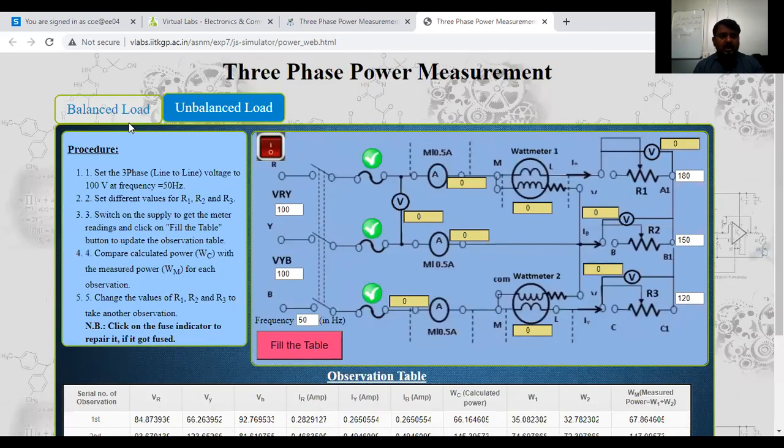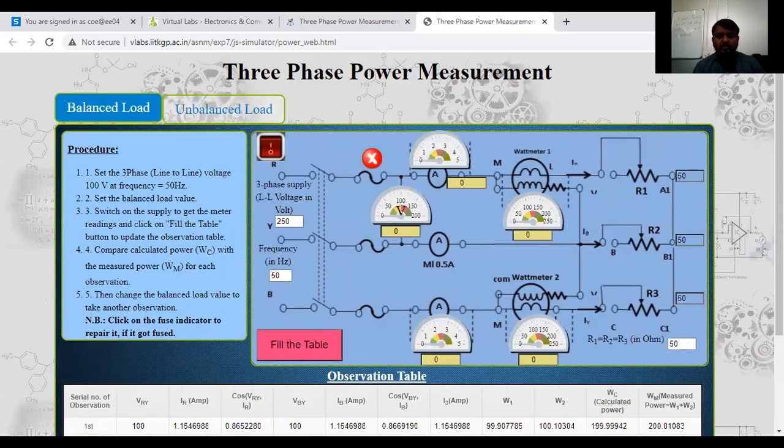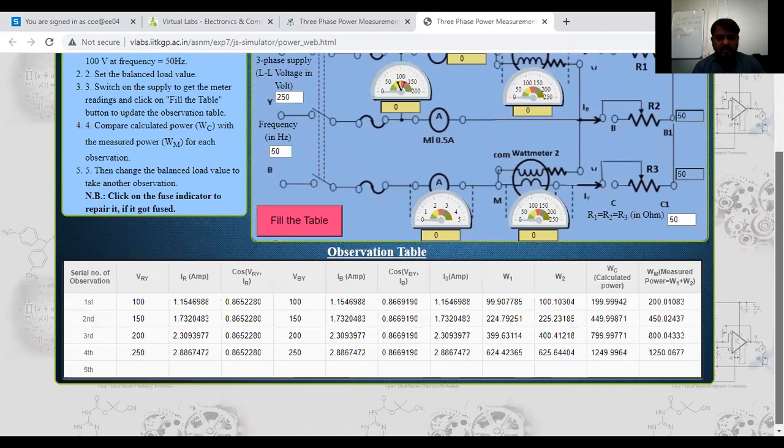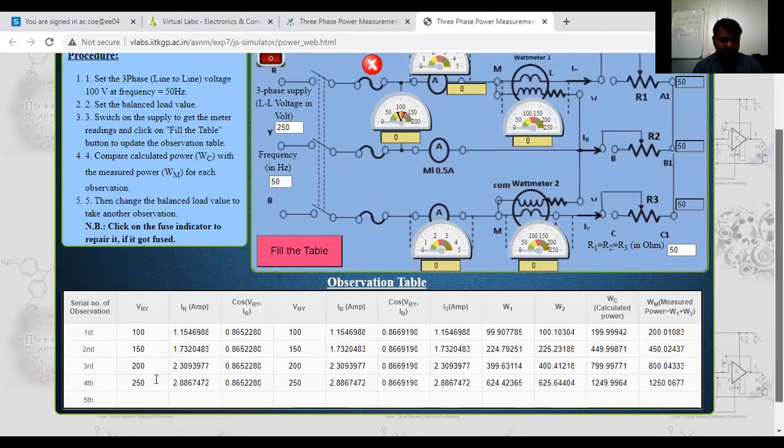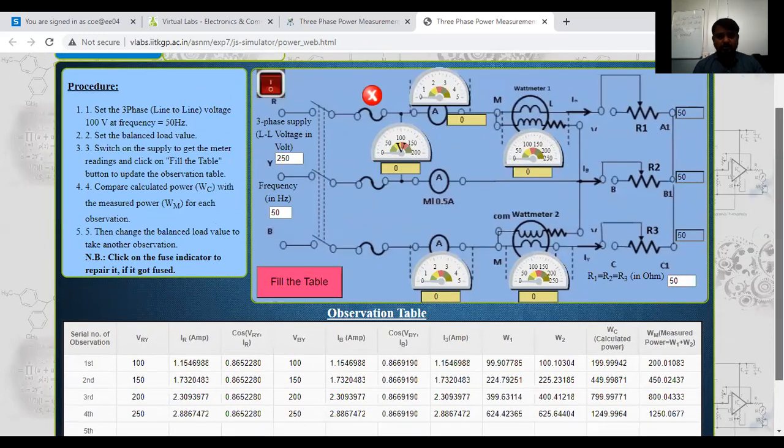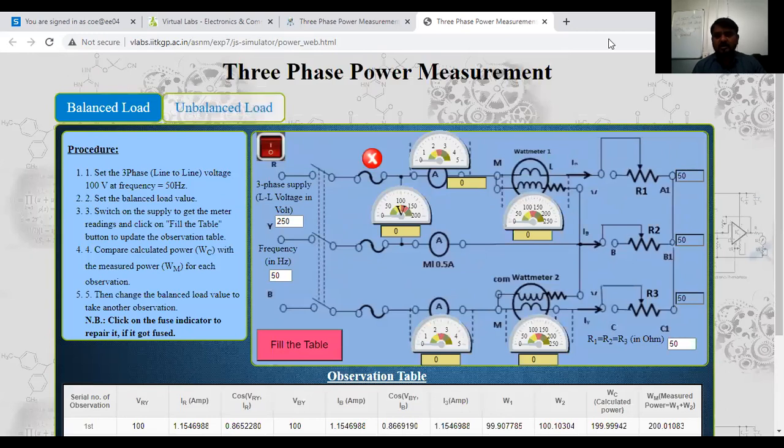This is the virtual lab for 3-phase power measurement using only 2 wattmeters for the balanced load as well as the unbalanced load. I will show the table also. You can take the screenshot and note down the values also. Besides increasing the voltage that we have taken, you can also take readings by increasing the load. Both are available in this video. I will upload this video and you can take that. Already it is recording. Is it clear? Any doubts? No, sir. Can I close this one now?